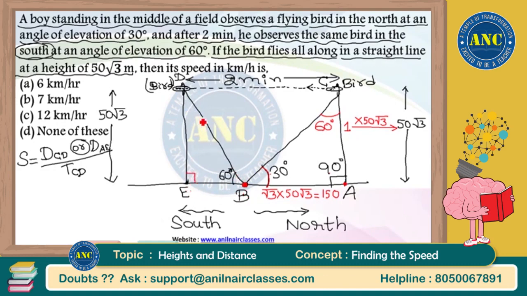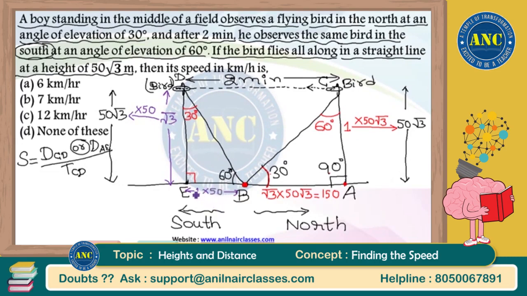Same thing. This is 60, this is 90. So this should be 30 degrees. If I represent it in a different color for your better understanding, opposite to 30, if I assume it as 1, opposite to 60 will be root 3. That means this entire thing will be root 3. But according to the question, opposite to 60 is not root 3. It is 50 root 3. 50 root 3 means it should be multiplied by 50. 1 also multiplied by 50.